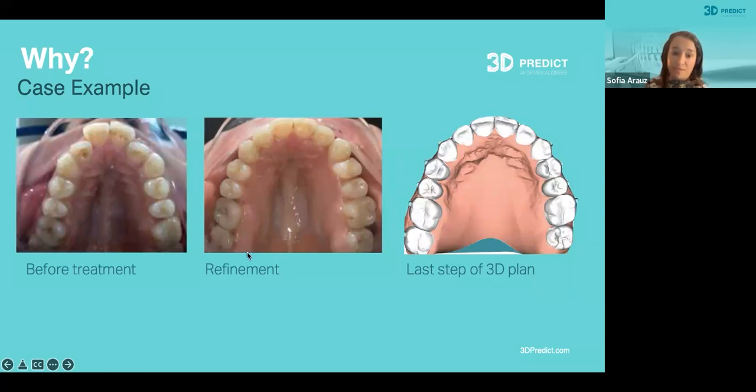So in this case, the reason for the refinement was incomplete IPR. The provider didn't break the point of contact. I'm going to show you that in a second. And then 30 aligners were done before the refinement was needed.